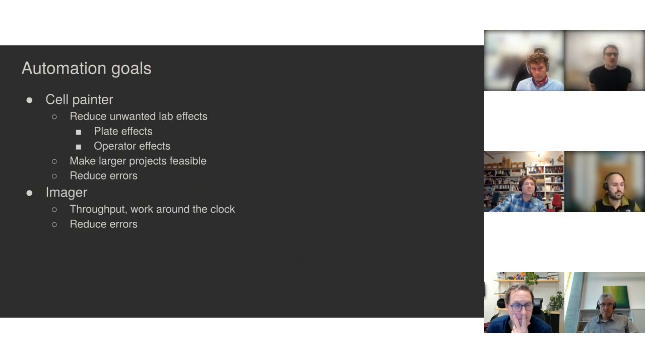So just a little summary of what our automation goals are. For the cell painter, just reducing these unwanted lab effects, where you will see the effects on the cells, but they are not biologically interesting. Like plate effects, where you treat the plates differently. Maybe they don't incubate for as long, or they're shaken differently or something like this. Or operator effects, that we have many different operators and they might do things slightly differently, and they can't communicate to each other exactly how to do everything.